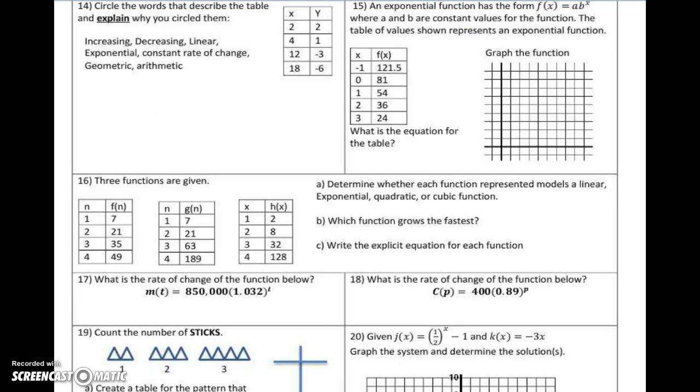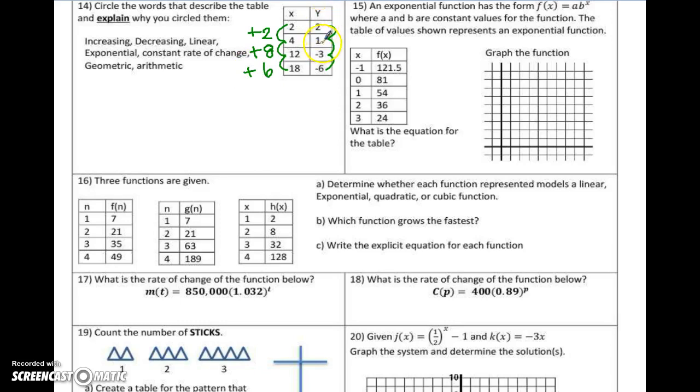Number 14, circle the words that describe the table and explain why you circled them. So we're going to find out what our table is doing on the rise and the run. If I go from 2 to 4, that went up 2. From 4 to 12, that's up 8. And 12 to 18 is up 6.